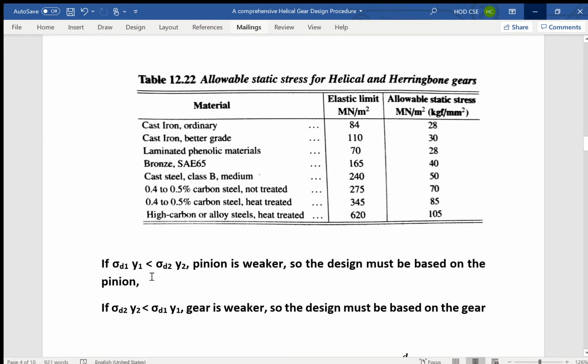If sigma d1 y1 is less than sigma d2 y2, the pinion is weaker, so the design must be based on the pinion. If sigma d2 y2 is less than sigma d1 y1, the gear is weaker, so the design must be based on the gear.